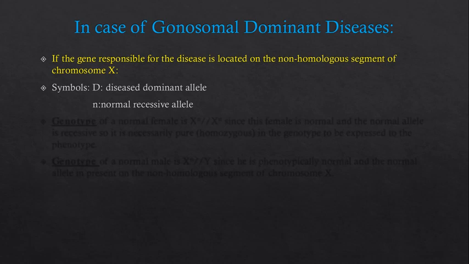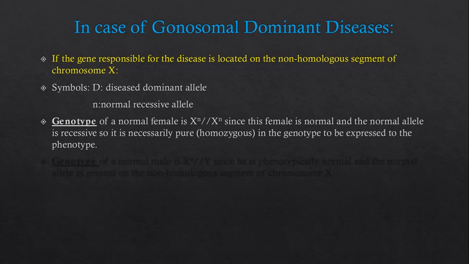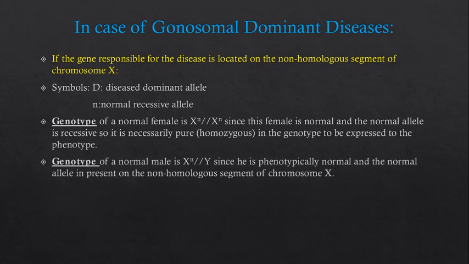In this case, we have chosen the dominant disease. The diseased allele, capital D, is going to be the symbol of the diseased dominant allele, and small n for the normal recessive allele. The genotype of a normal female is obviously going to be XnXn because she's normal and the normal allele is recessive, so it's supposed to be pure in the genotype to be expressed to the phenotype. The normal male's genotype is going to be XnY.